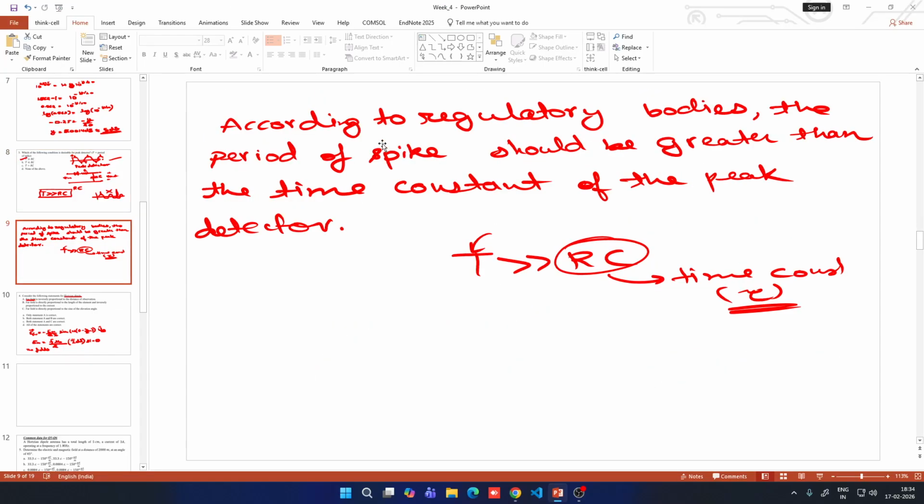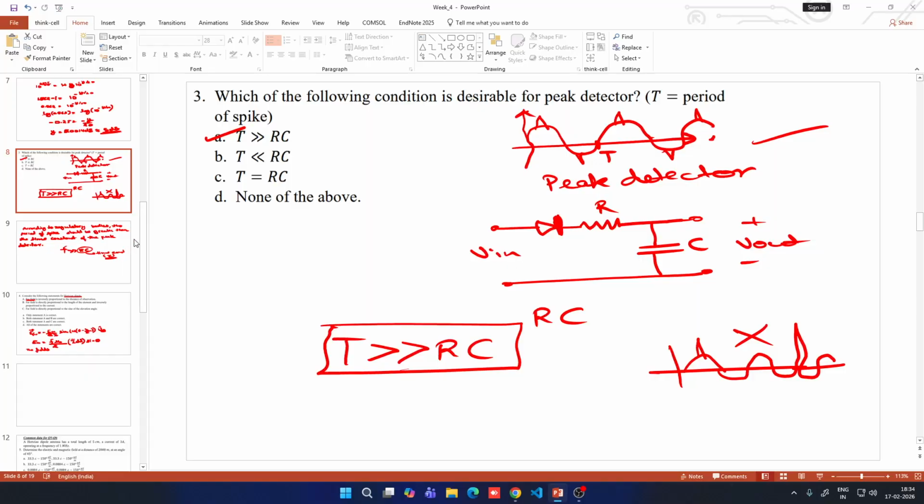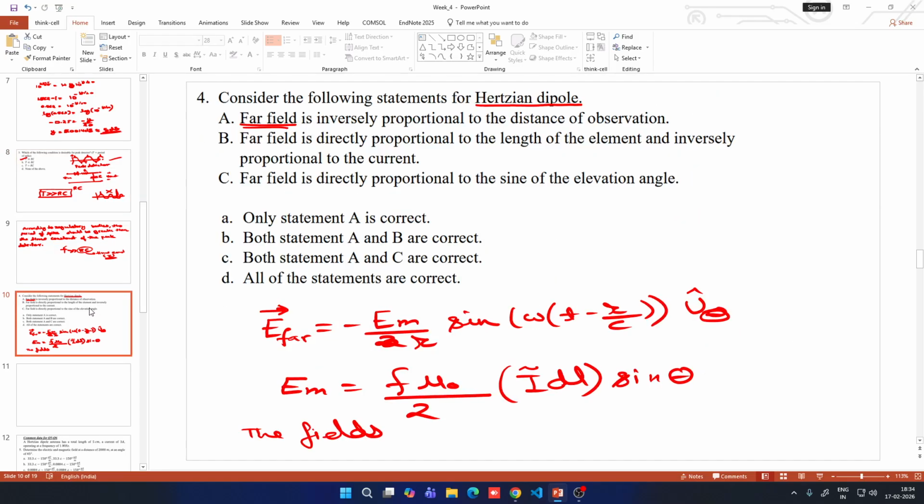So maybe I am wrong, but that's what I just went through in the regulatory bodies and what they are saying. Maybe I'm not able to explain it very well, but the answer is correct only. The time period of the peak should be greater than RC. All right, okay, thank you. In the next lecture I will try to explain it in a better way, but I'm not sure why I'm not able to explain it very well. No problem, thank you.